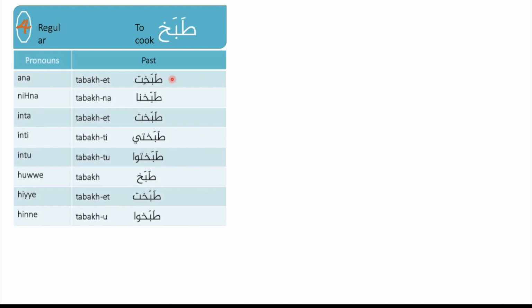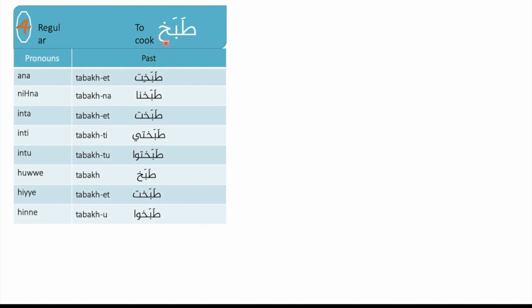Our first verb is to cook. طبخ. So the kha sound is the same as the Scottish word for lake, loch. This is how I transliterate it, but you could transliterate it as you wish. Most importantly, here is the Arabic script. Let's start with the conjugation. أنا طبخت, I cooked. نحنا طبخنا, أنت طبخت, أنتي طبختي, أنتو طبختوا, هو طبخ, هي طبخت, and هن طبخوا.